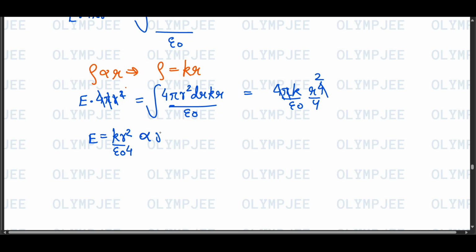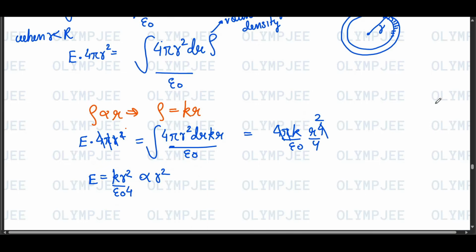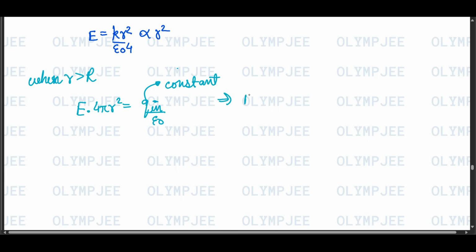So this means that E is proportional to r square, right? And when r is greater than the radius of the sphere, then the field can be written as this. Q in will become constant because the charge inside the sphere is constant. Since we have moved outside the sphere, we don't need to analyze the charge inside the sphere at some radius, and so the entire charge is constant. So this means that E is proportional to 1 by r square, right?